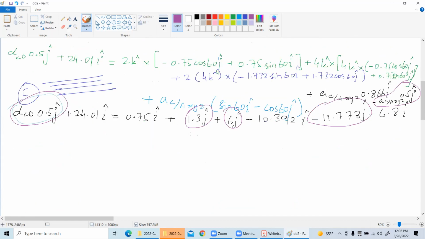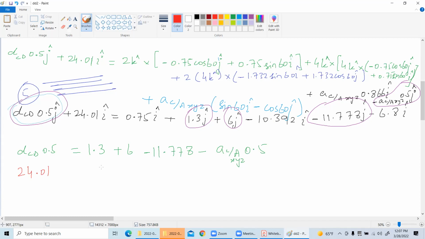Okay, so now I will take these chunks. So I have my J written as alpha CD 0.5 equal to 1.3 J plus 6 J minus 11.778 J minus AC with respect to A small XYZ 0.5 J. And last but not least, let me use a nice red color, 24.